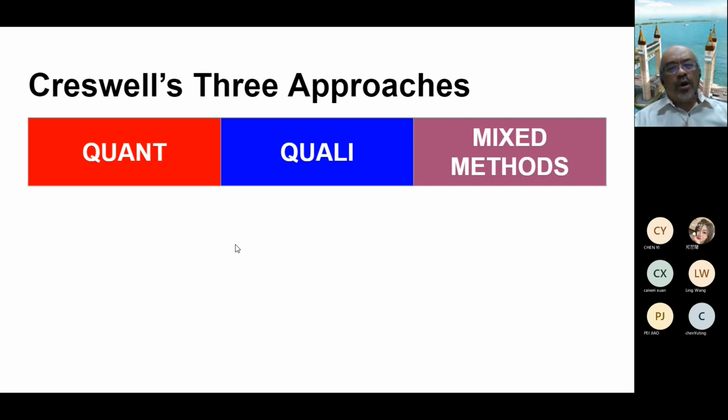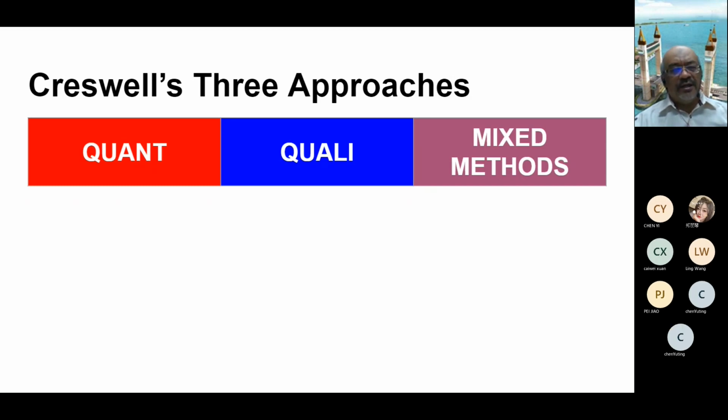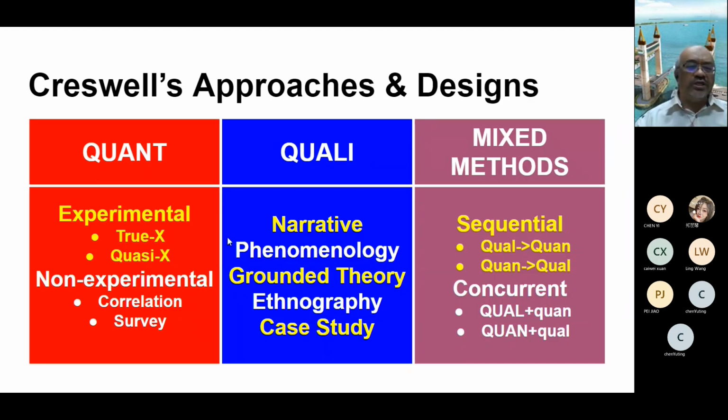Now I'm going to go to the next slide. Just have a look at there. That's under quantitative, like what I've told you. This is our example of the quantitative design. So we have the experimental, we have the non-experimental one. Under experimental, we have a design called the true experimental. We have the quasi-experimental. You're going to learn that in your quantitative class. And there are also non-experimental designs such as correlation and also the survey.